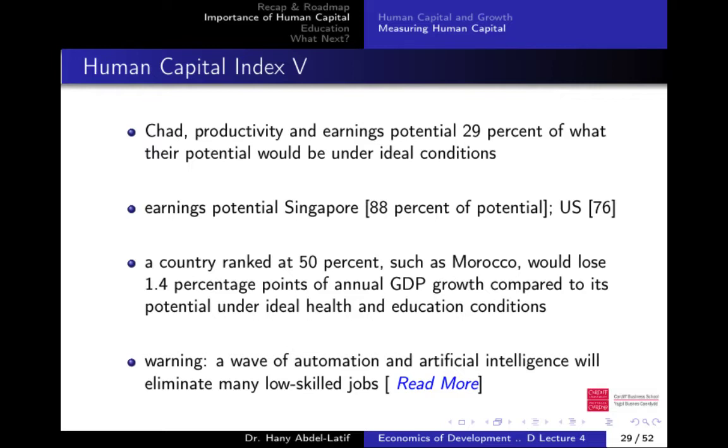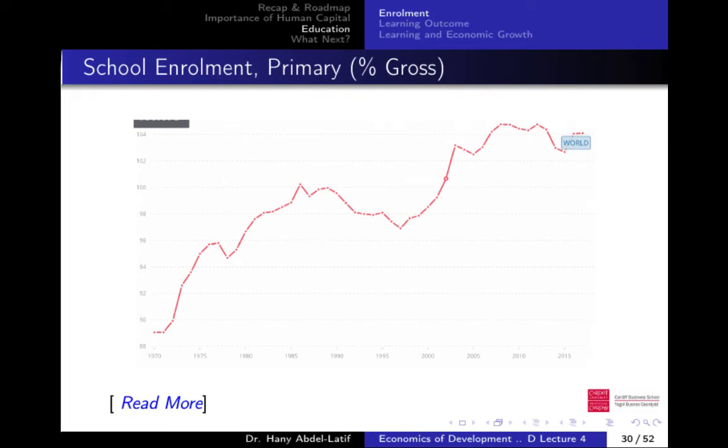So in the literature, they used to look at enrollment. The percentage of the children in school age that are already enrolled, so they are already in school. So what we have here is the school enrollment in primary schools as a percentage of gross, so of all the children who are of school age. If you compare where we are now with what was the case in 1970, you see a very clear upward trend.